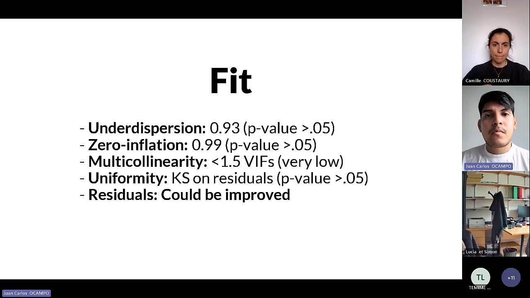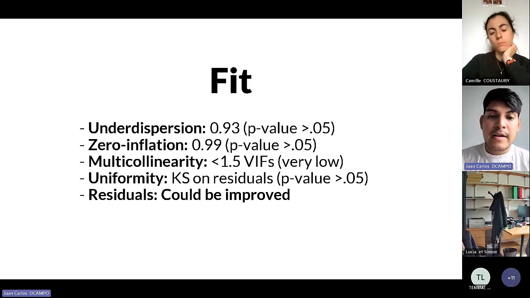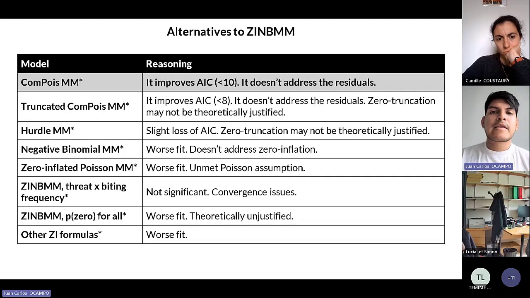Regarding uniformity, we use a Kolmogorov-Smirnov test on residuals. Again, p-value not significant. And the one thing where we have a concern is that our residuals could be improved. I'm happy to talk about those residuals. We do have a slide at the end, but right now we can talk about the alternatives to the model that we have. So we model all these different possibilities.